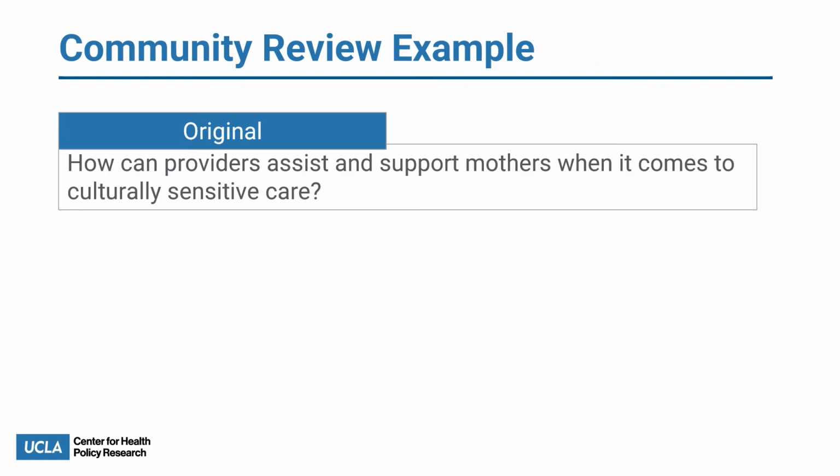Let's look at a concrete example of how community feedback can improve a discussion guide. The following question is from a set of focus groups of Black mothers, many of whom were immigrants to the U.S., who had recently given birth. Our original drafted question read, how can providers assist and support mothers when it comes to culturally sensitive care? We initially thought this was a decent question, fairly clear and concise.